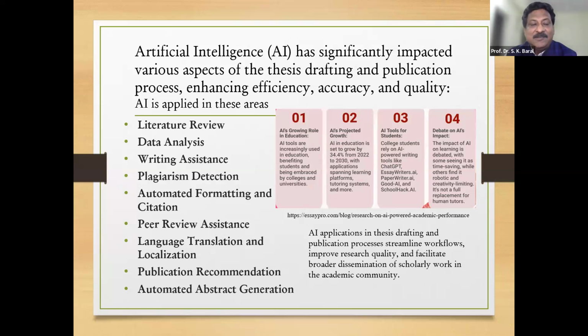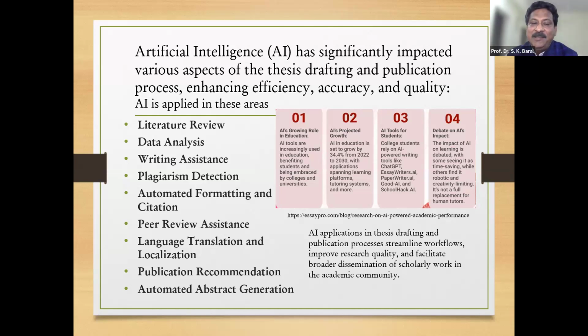Peer review assistance is also available. Language translation and localization is also available. Publication recommendation software is also available, looking into your objective and your title, we can search. And automated abstract generation software is also there. But you see, software is there, but you have to handle it, because not all software may work as you require for your thesis.